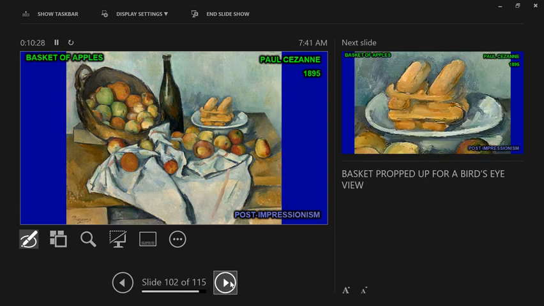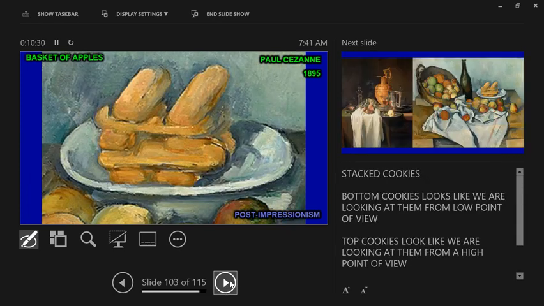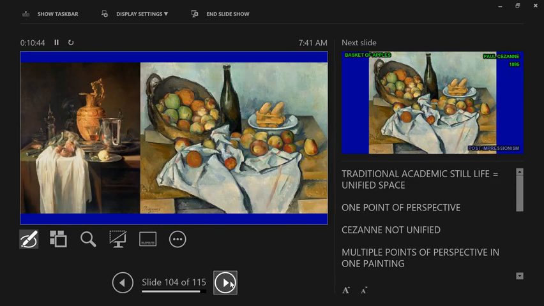All right. And then another thing that's going on, if you look closely at the cookies, at the bottom, it's like we're looking at the cookies at eye level, and then the top cookies, it's as if we're looking down at the cookies. And this is very different from a traditional still life where everything is from one point of view. So here's what I want to talk about.